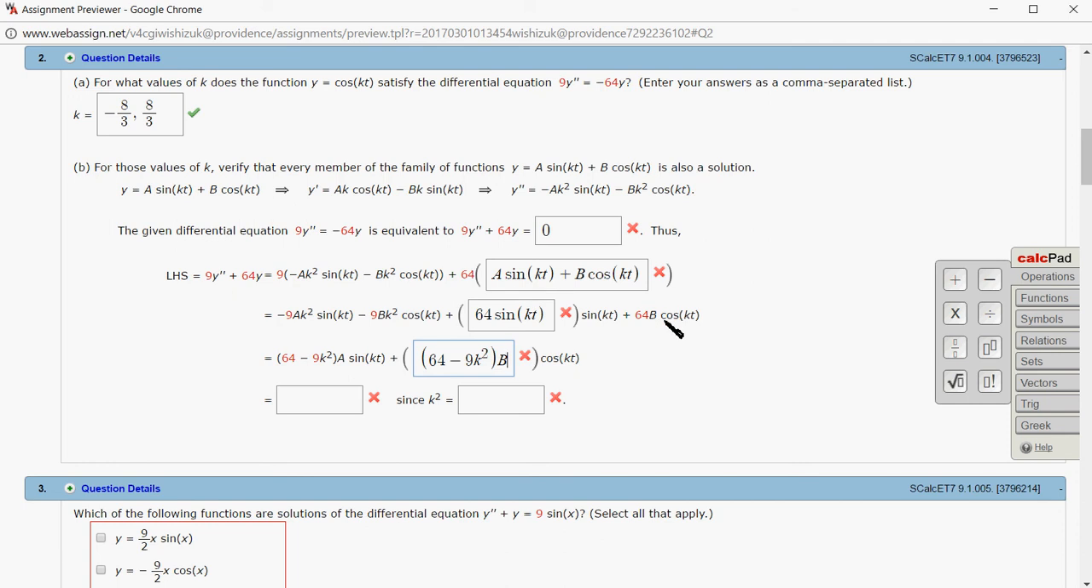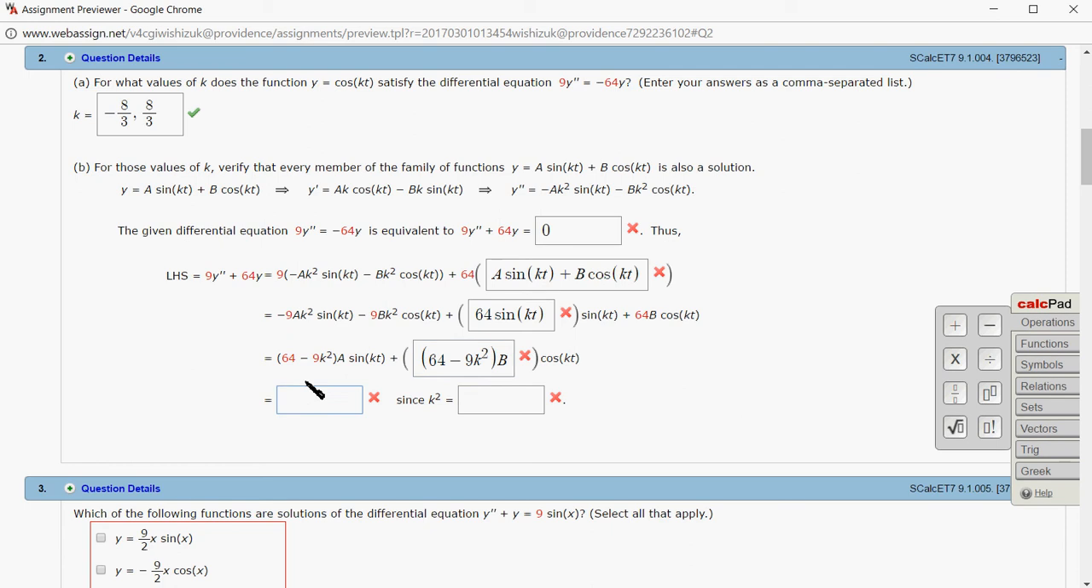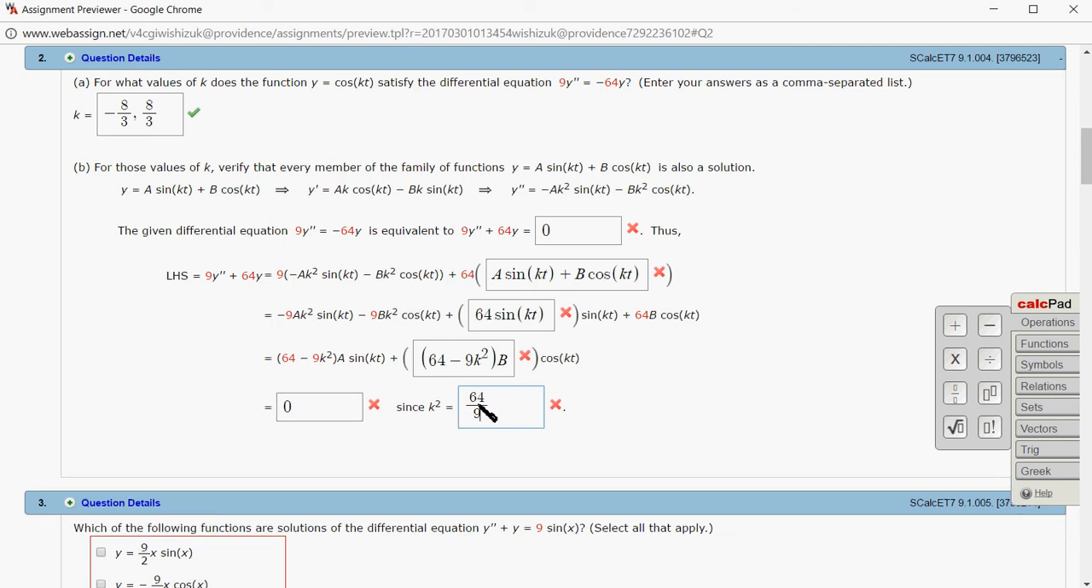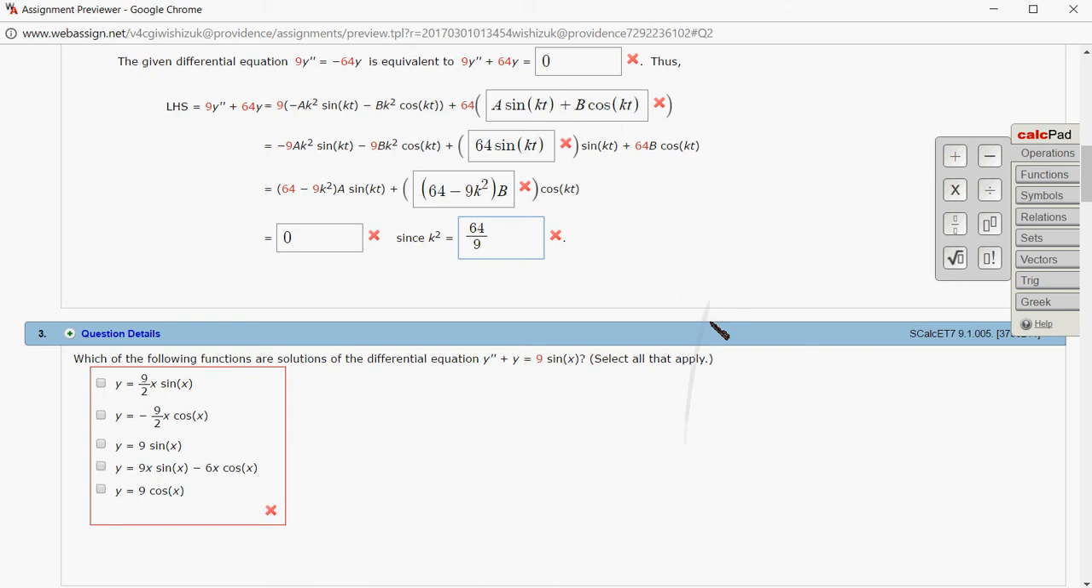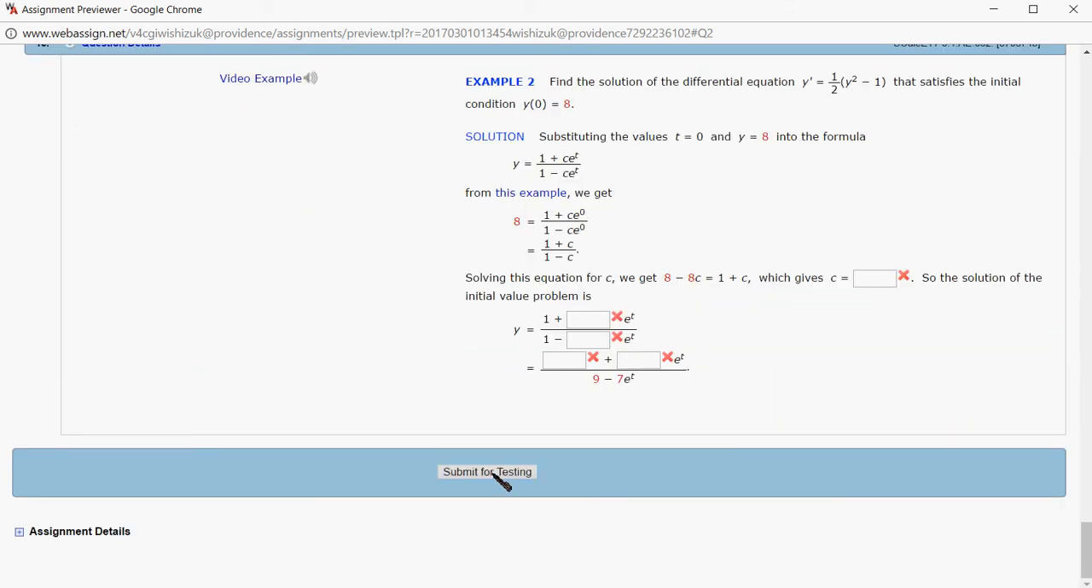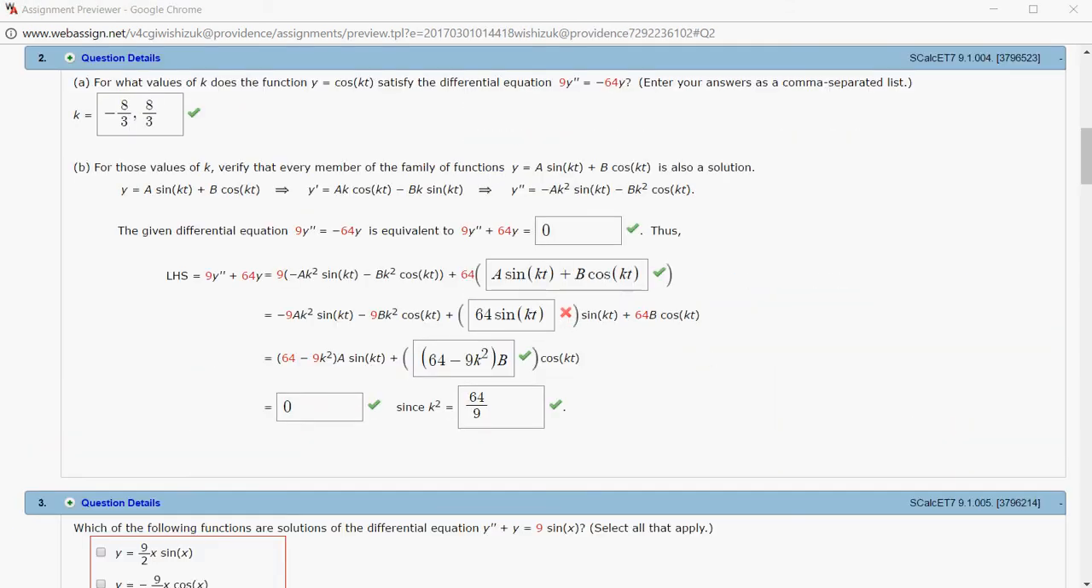This is going to be equal to 0 because k squared is going to be 64 over 9. If you plug in 64 over 9 here, the term is going to be 0. And if you plug in 64 over 9 here, again, that's going to be 0 too. So we get 0. Let's check the answer. Submit for testing. It came back and looks like we got everything correctly.